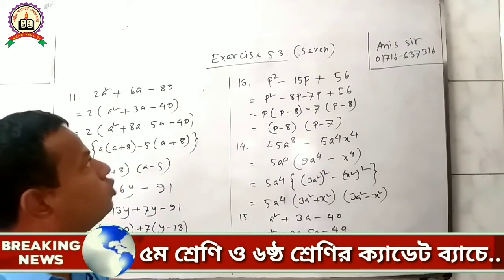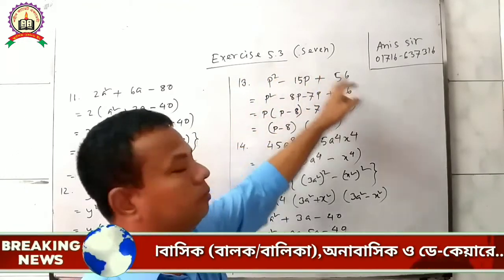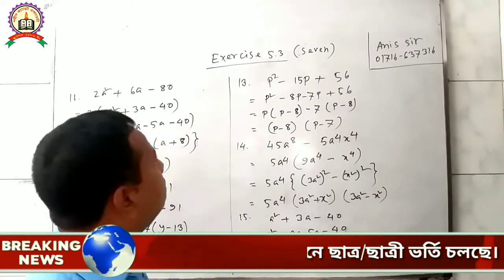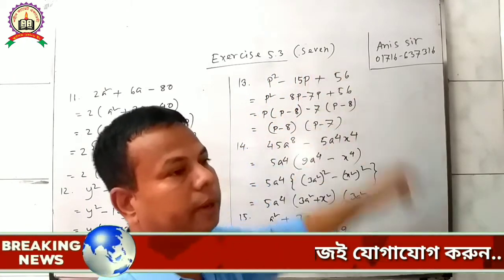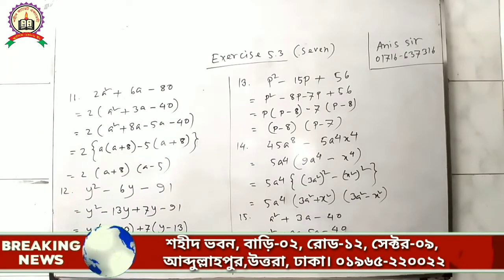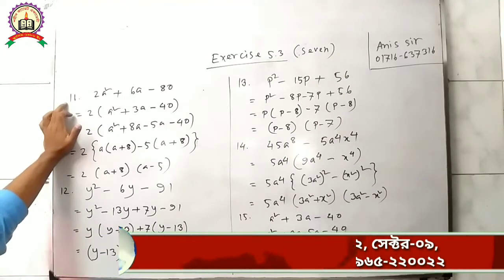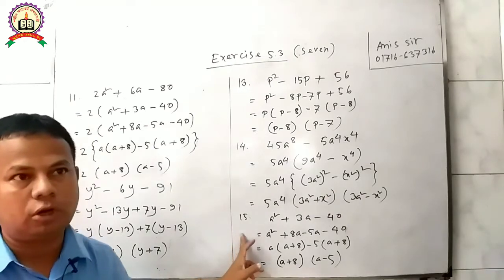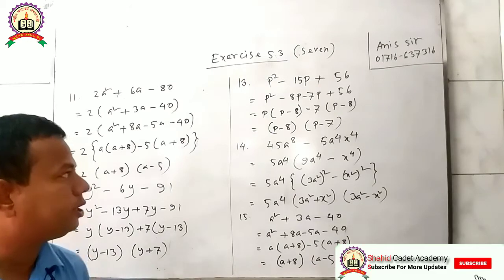Today's online class will be on exercise 5.3 from the class 7 math book. Today, questions number 11 to 15 will be solved. So be attentive to understand.